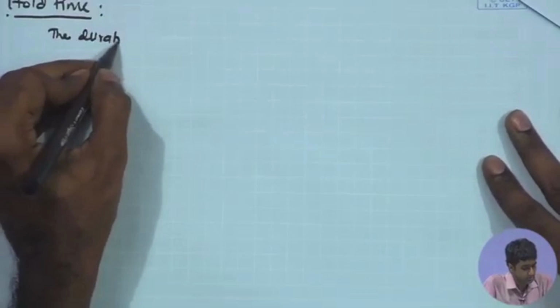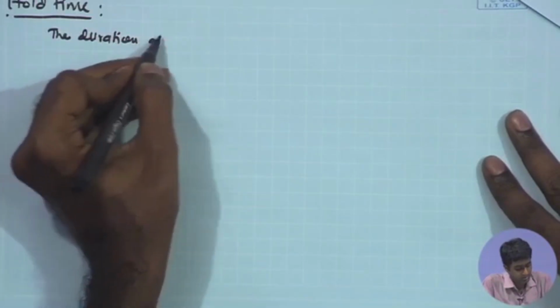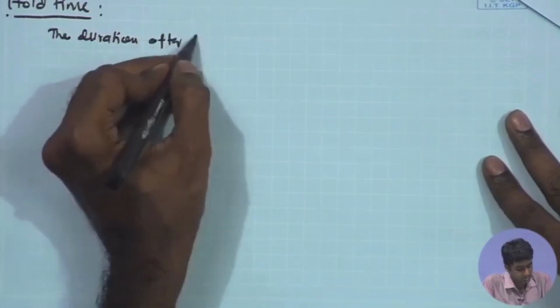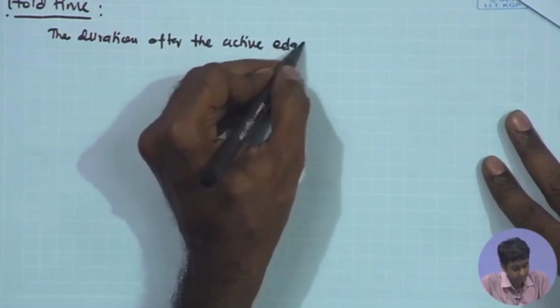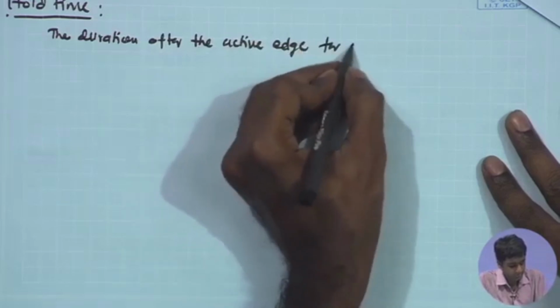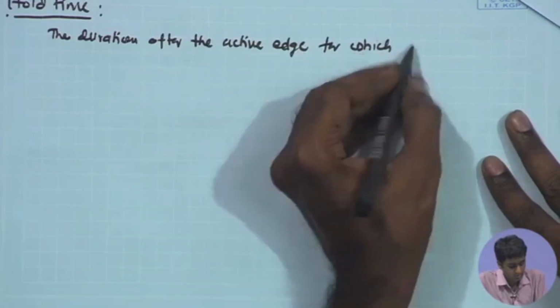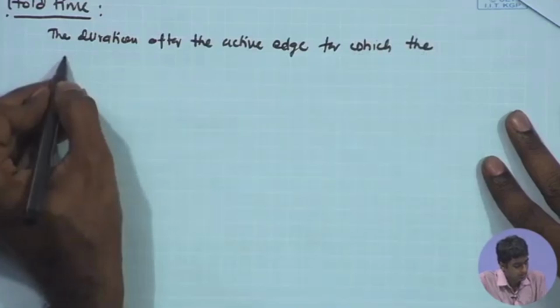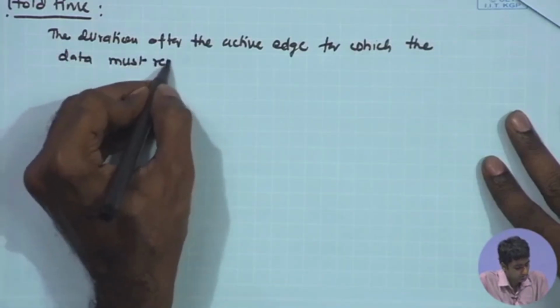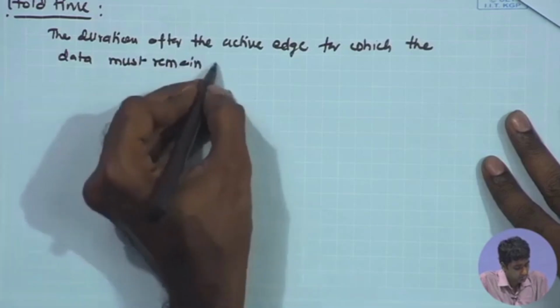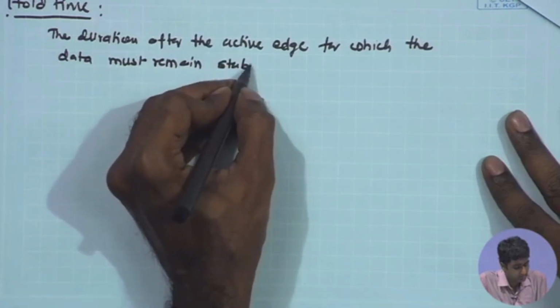the duration after the active edge for which the data must remain stable, or the input data must remain stable.